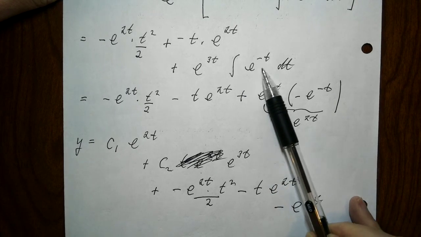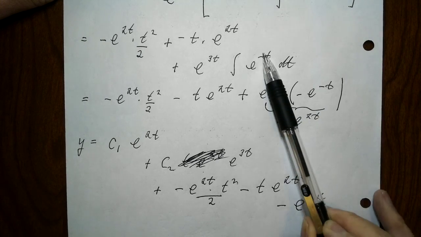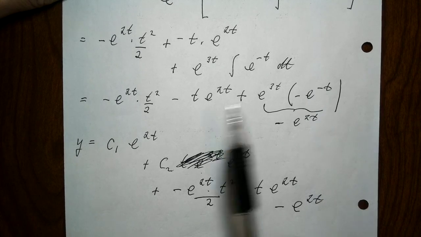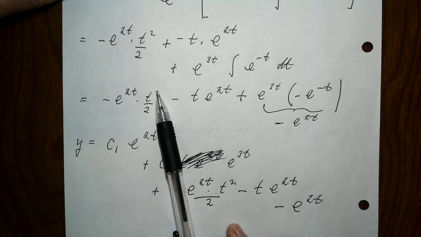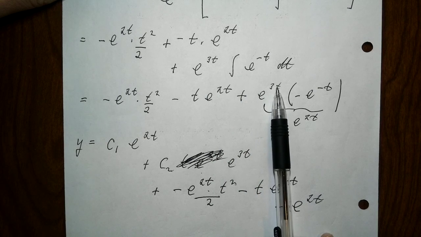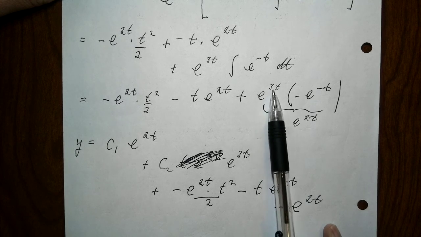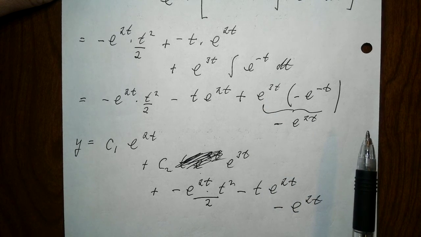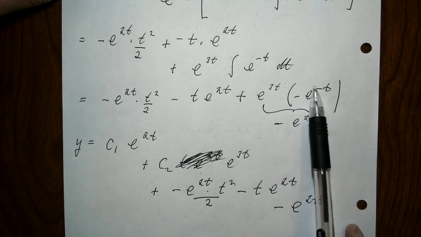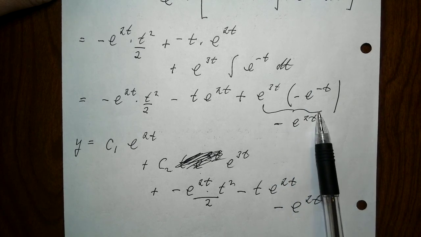Now I have to integrate e to the minus t. That's a simple substitution, which yields minus e to the minus t. So the antiderivative of e to the minus t is what we have right there. So this will be minus e to the 2t times t squared over 2 minus t e to the 2t. And then I've got e to the 3t times, there's going to be a minus sign here, e to the 3t times minus e to the minus t. We'd subtract our exponents, we'd get minus e to the 2t. So minus e to the 2t is the result of all this right here.